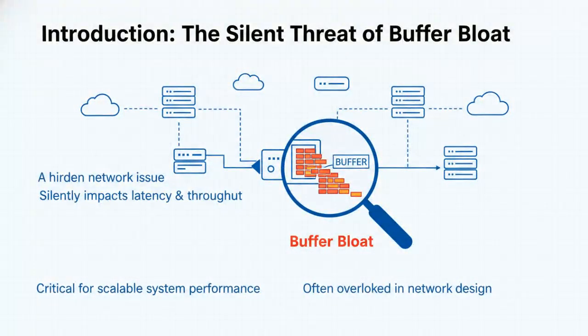Welcome to our deep dive into buffer bloat, a subtle yet pervasive issue impacting network performance, particularly in ultra-scalable systems. While often overlooked, buffer bloat can silently degrade your network's responsiveness, transforming what appears to be ample bandwidth into a frustratingly laggy experience. Today, we'll peel back the layers to understand this phenomenon, its causes, its profound impact on latency and throughput, and most importantly, how we can effectively combat it to build more resilient and responsive network architectures.